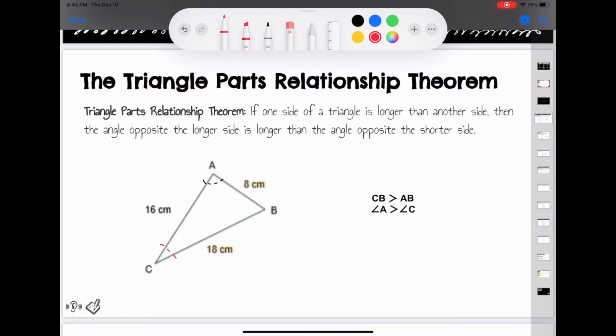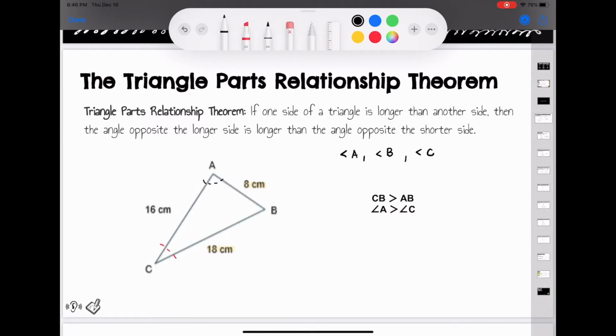That being said, we can order our different angles from smallest to largest or largest to smallest. If I wanted to do largest to smallest, I would start with A, put my smallest angle last, and put the middle angle, the one not identified thus far, in the middle. So from largest to smallest is angle A, angle B, and angle C. Again, this is a review of the triangle parts theorem from our previous lesson.